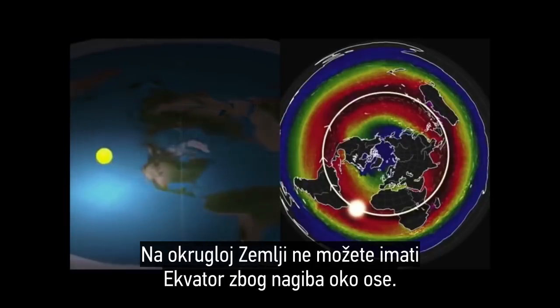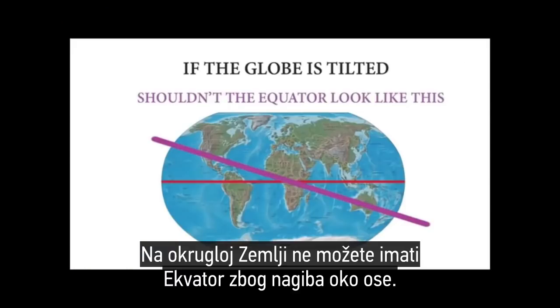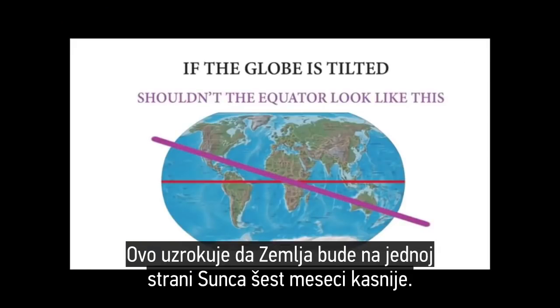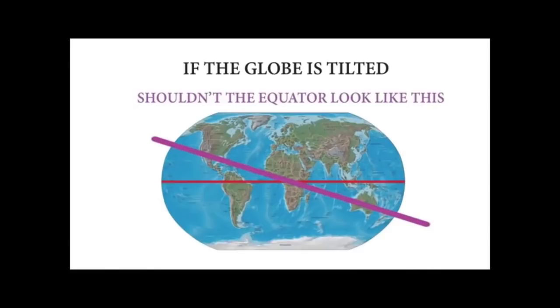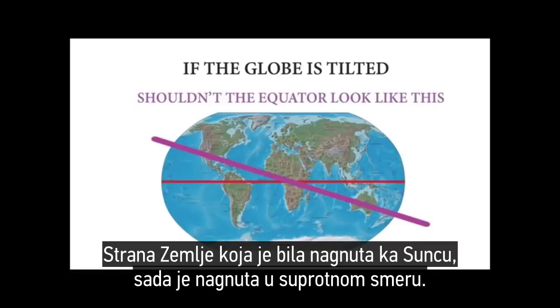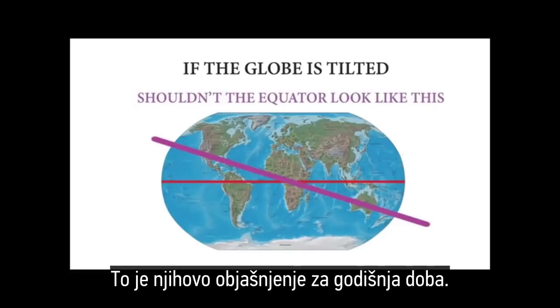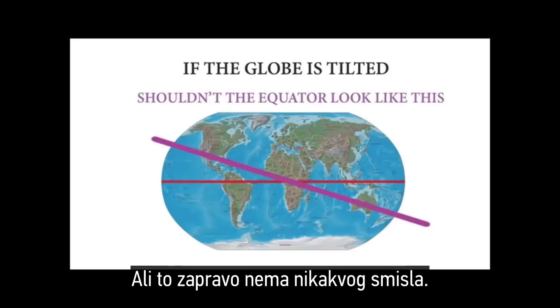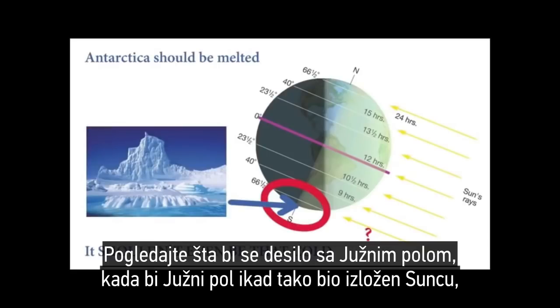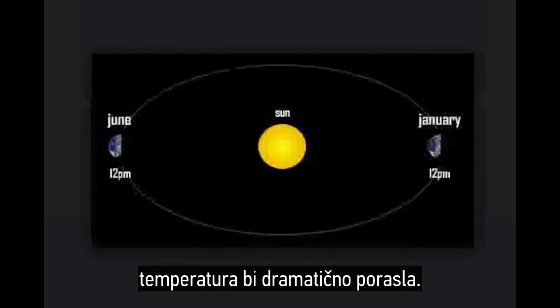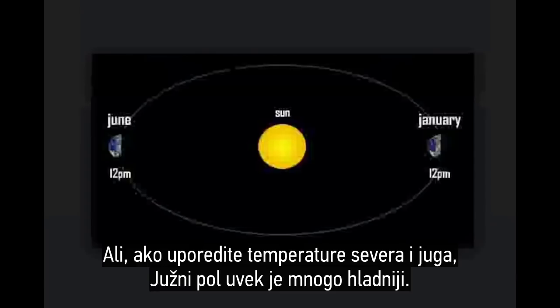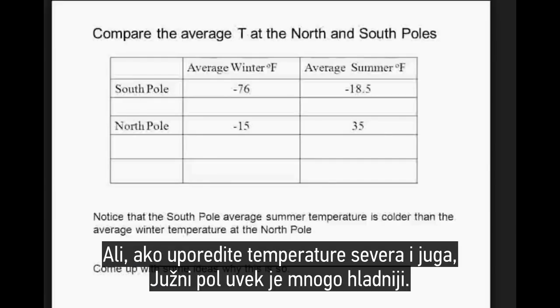In a round Earth, you can't have an equator because of axial tilt. This causes the Earth to be on one side of the Sun 6 months later. The side of the Earth that was tilted towards is now tilted away. That's their explanation for seasons, but it doesn't actually make any sense. Look what would happen to the South Pole. If the South Pole was ever exposed to the sun like that, the temperature would rise dramatically. But if you compare North and South Pole temperatures, the South Pole is always a lot colder.